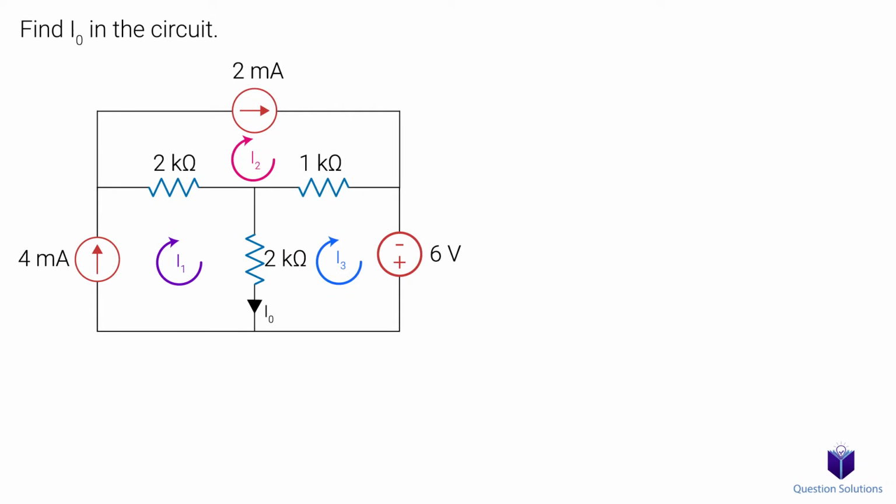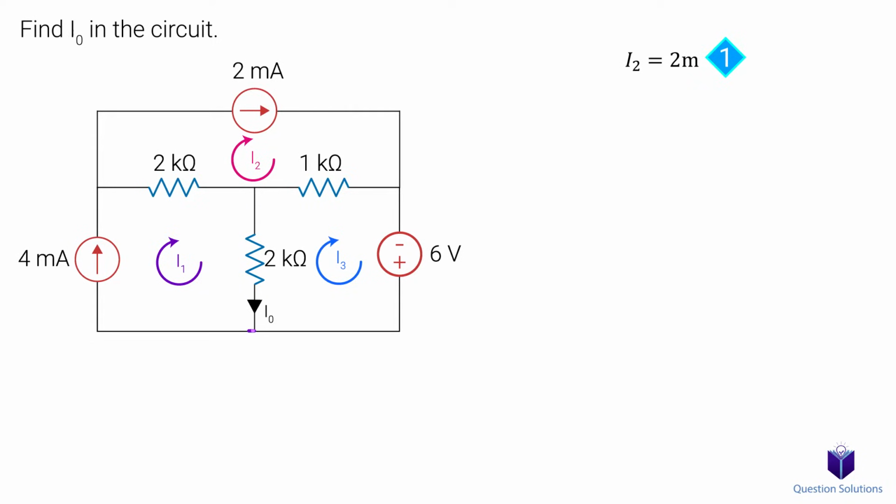So let's look at the top mesh. We see we have a 2 milliampere current source. We also see that this current source is not shared between any branches. That means the current in this branch must be a constant 2 milliamps. That also means our mesh current I2 must equal 2 milliamps since the mesh current has to go through the current source and becomes constrained to 2 milliamps. We can write that like this. This is our first equation.